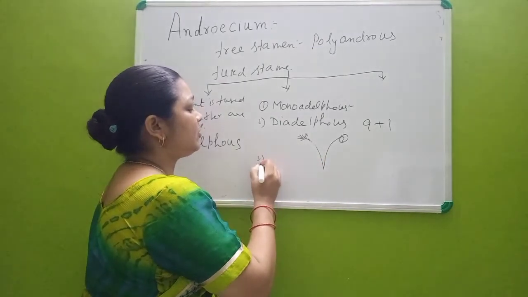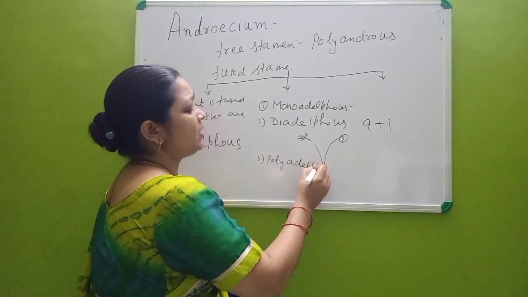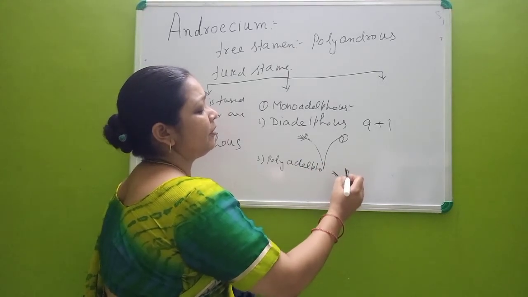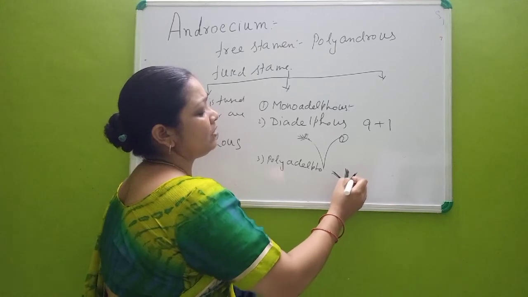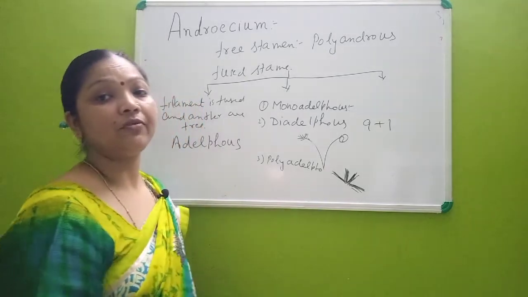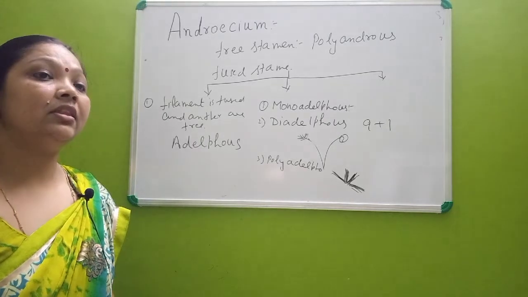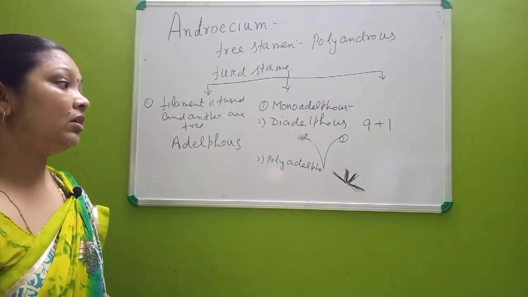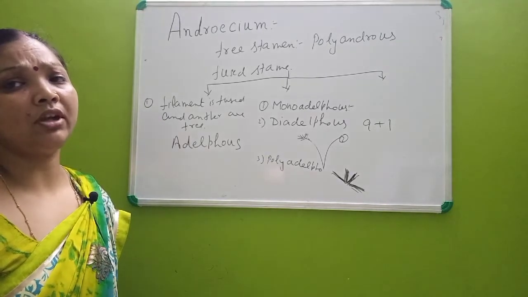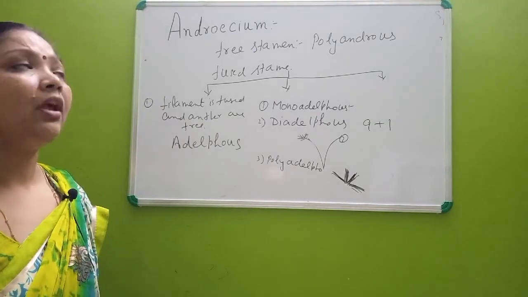And the third type is called Polyadelphous, meaning more than 2 or 3 bunches are present, each having anthers. This type of arrangement is called Polyadelphous condition. In this, the stamens are attached in bunches of more than 2 or 3, then it is called Polyadelphous condition.